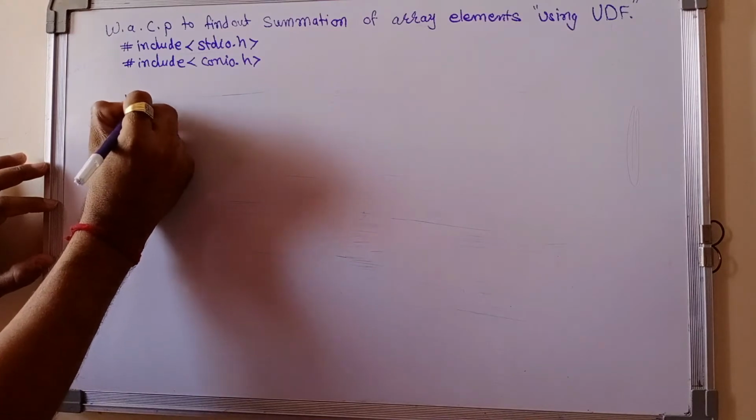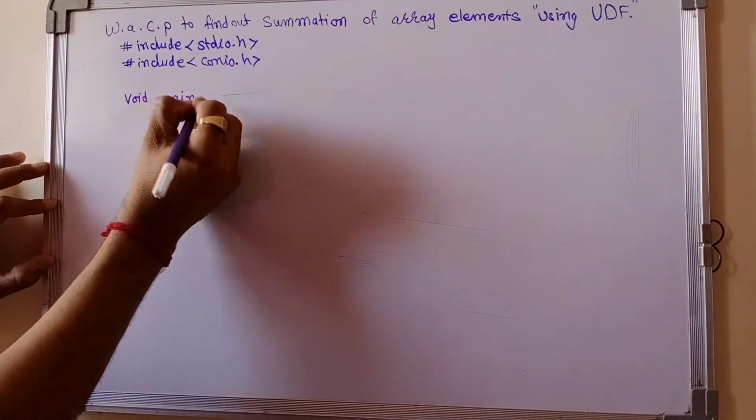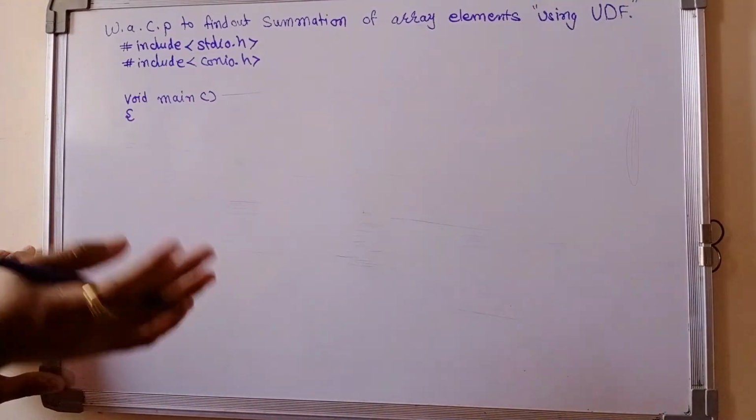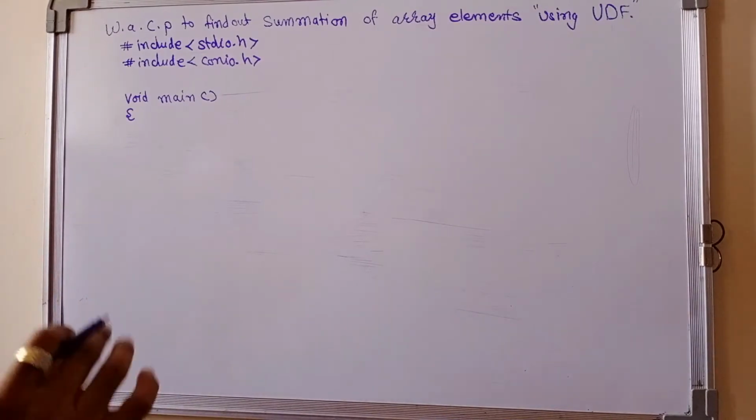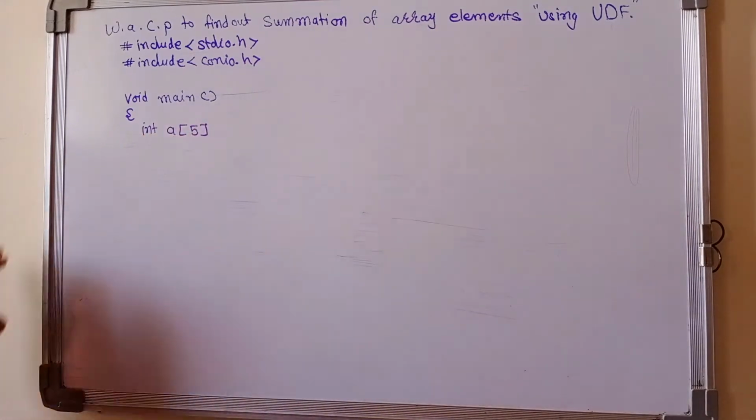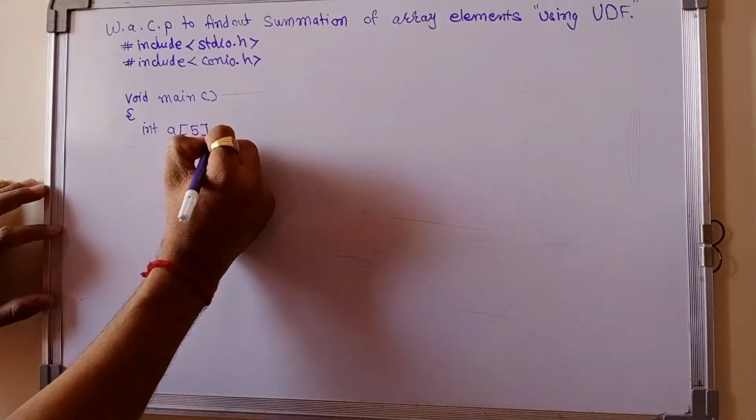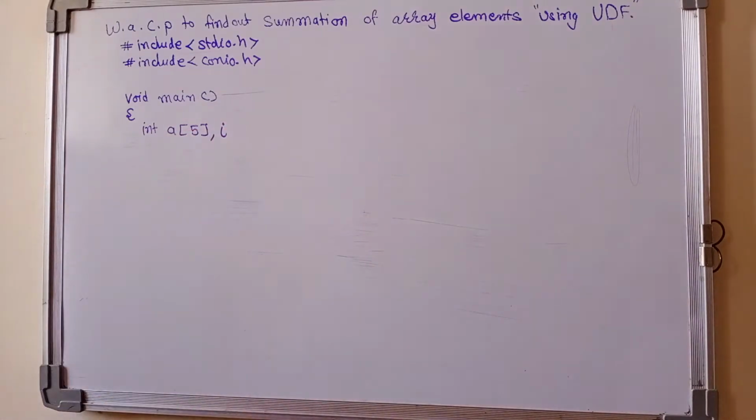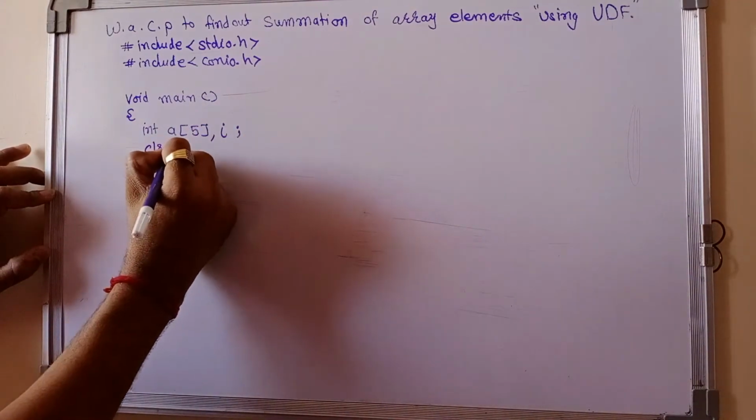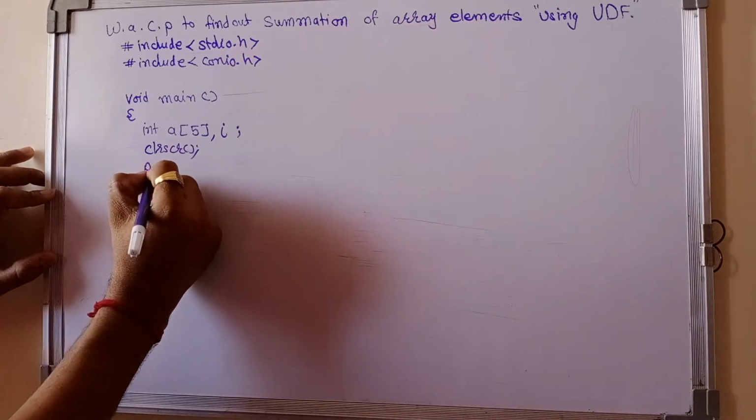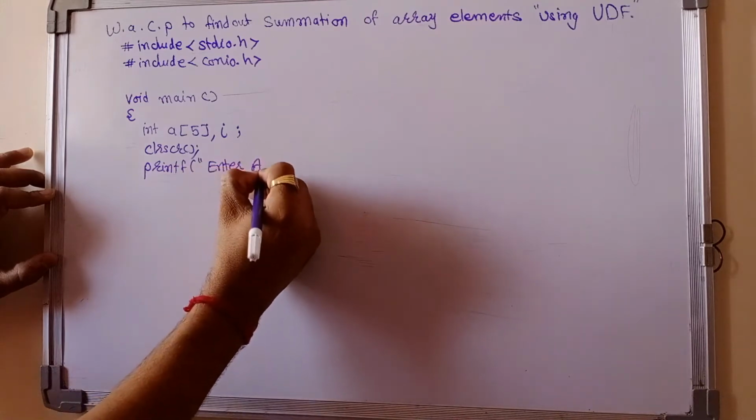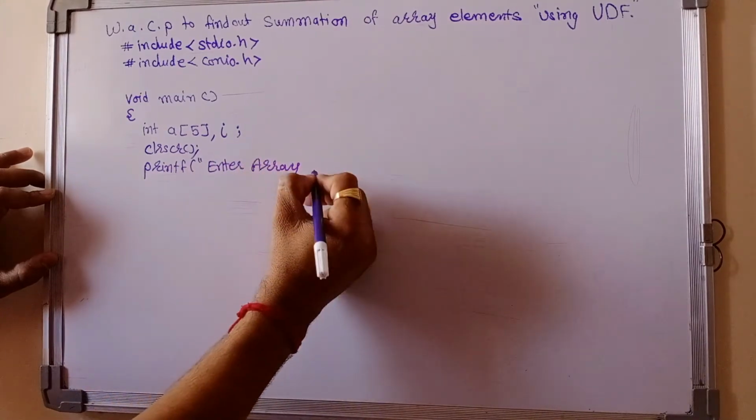First of all, I am going to write void main. Here we need to find out summation of array elements, so I need to enter an array. I am considering array of 5 elements. Integer a of 5. To receive array, we need to use a loop. For that, I need an I iteration variable. Okay. Clear screen. Printf "Enter array values."